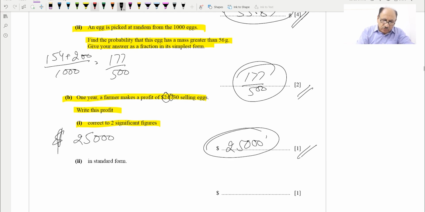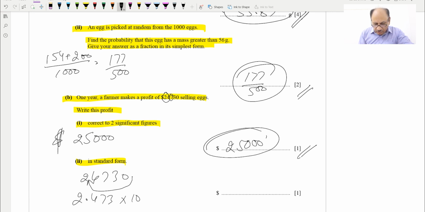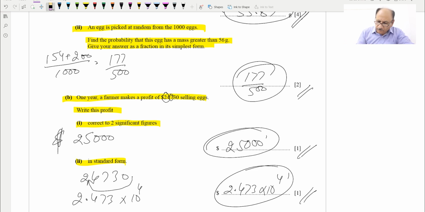Now the same thing we need to write in standard form. So in standard form, numbers are these. From here the decimal we will be shifting over here. We'll be taking 4 jumps. So 2.473 into 10 raised to the power 4. This will be the answer for 1 mark. Hopefully you understand this.